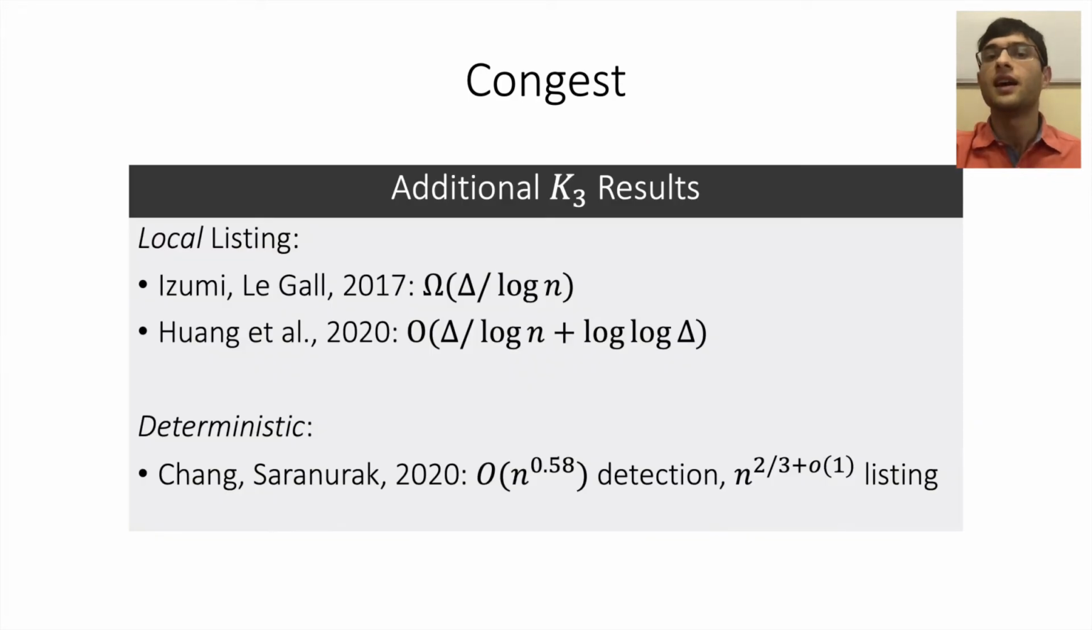Additional results for triangles include as well local listing, which is a variant on listing, and deterministic versions, since all the algorithms we just saw, almost all the algorithms we just saw, were randomized.